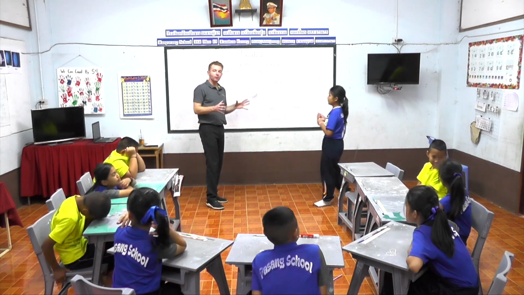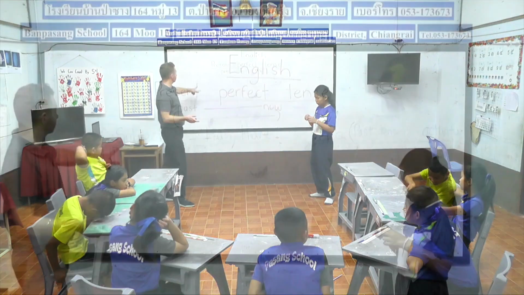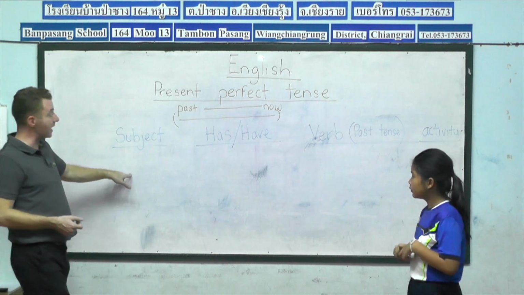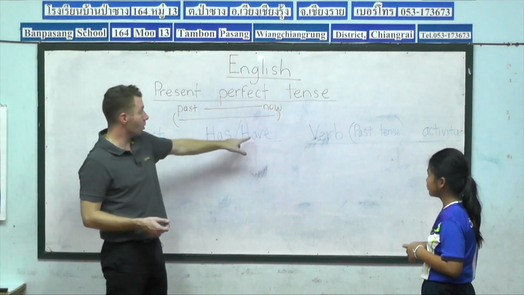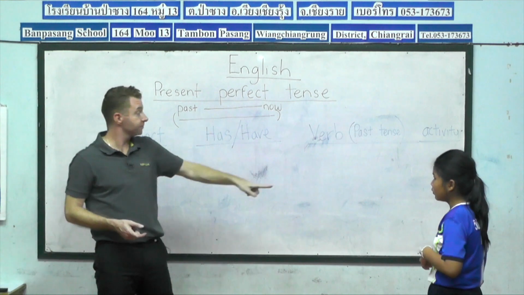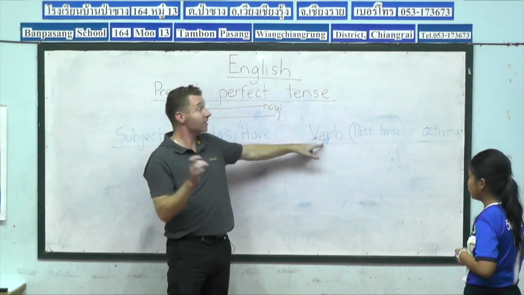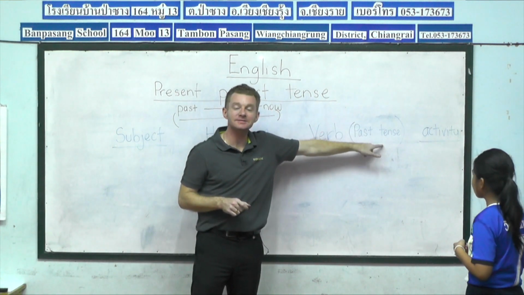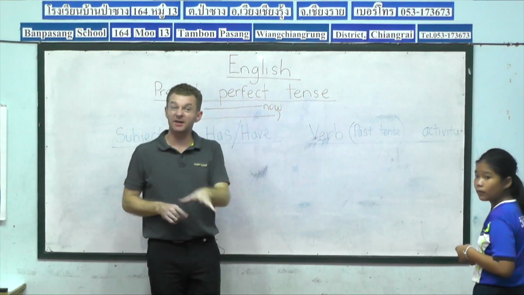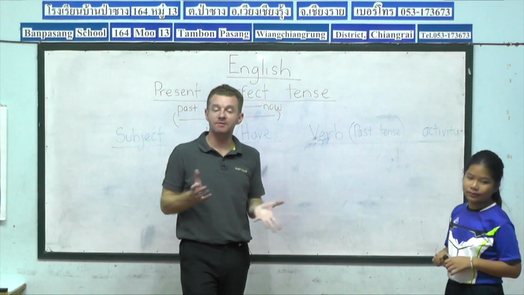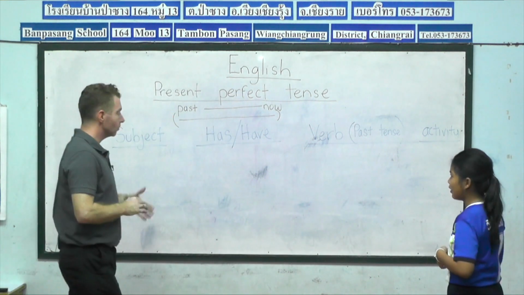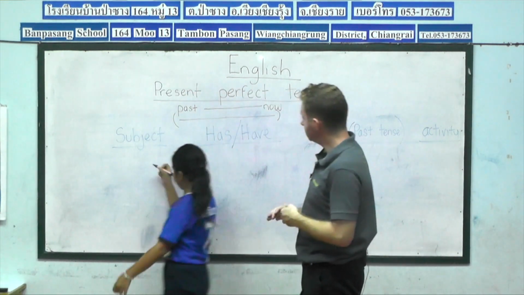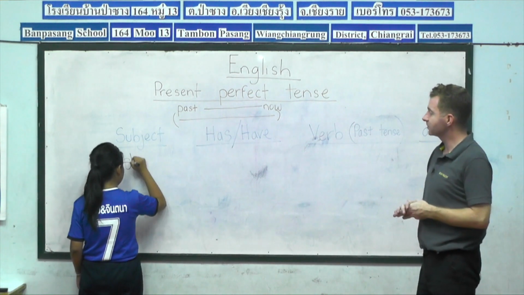Remember, when we're doing the present perfect tense, guys, what's the first word we use? Subject. And then depending on the subject, we either write has or have. And then the verb word. And remember, present perfect tense, we always use the past tense of the verb word. And finally, the activity that complements the verb. So Lacau, what's your first word going to be? Your subject.